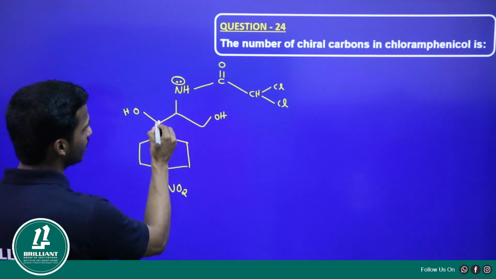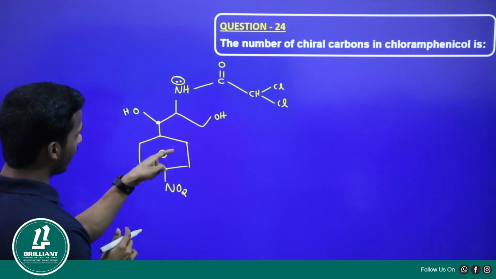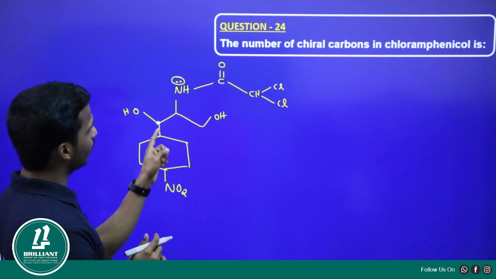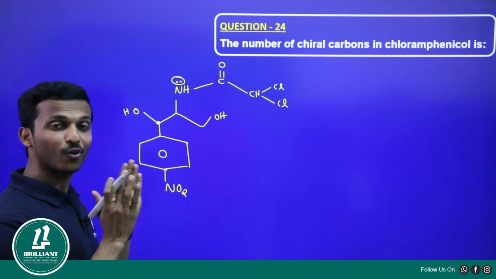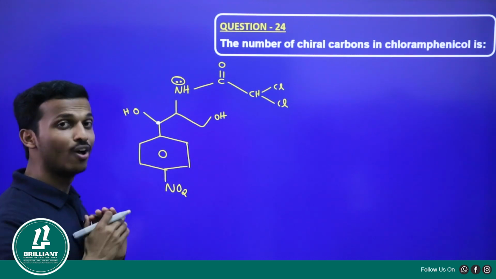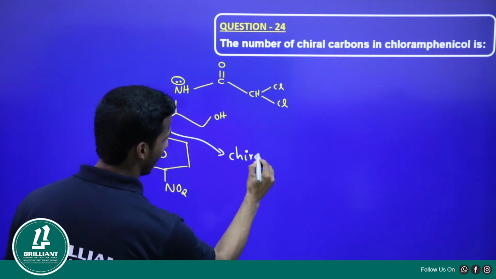And what about this carbon atom? It is connected with one OH, one phenyl ring, a bulky group here, another separate group here, and one hydrogen. Yes, all four valencies are satisfied by four different groups. So this one is a chiral carbon atom.